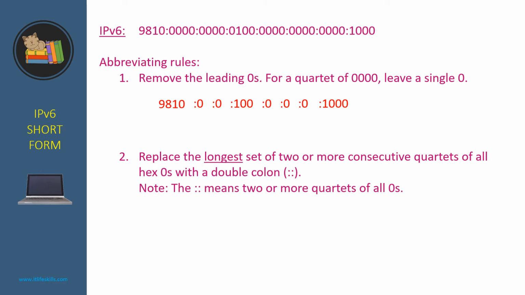Now look at the IP version 6 in the first step. We see that there's 2 sets of consecutive quartets of all zeros, set 1 and set 2. Since set 2 is longer, we replace the set 2 with a double colon, which completes the conversion process. And here is the IP version 6 in the short form. And as you can see, the double colon replaces the set 2.